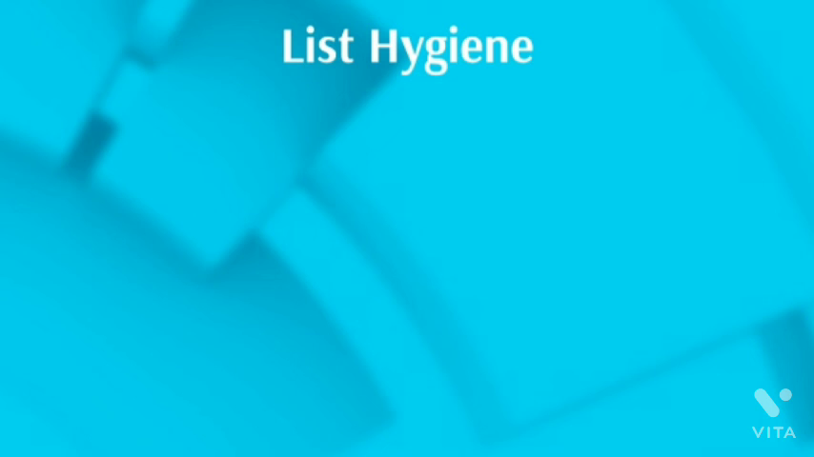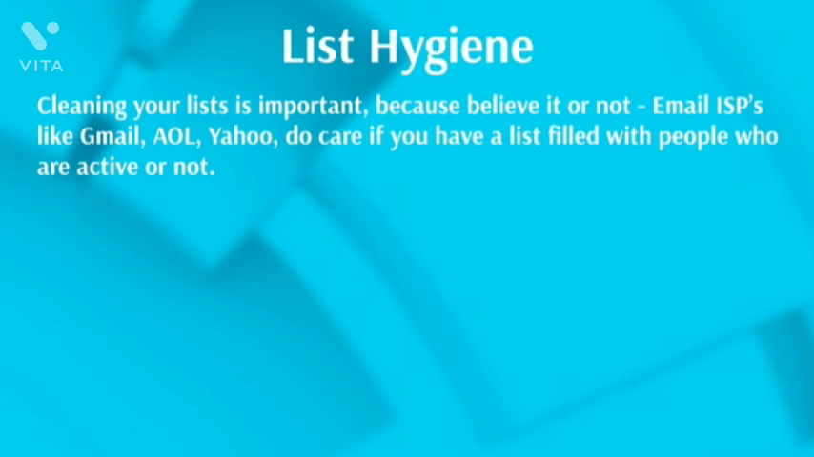Going back to what we talked about in single opt-in versus double opt-in: if you create a double opt-in list, you still need to do a little bit of cleaning, but not as much compared to a single opt-in list where you could be getting a bunch of fake emails. So clean your lists consistently and maintain that every single month, because email ISPs like Gmail, AOL, Yahoo, they do care if you have people on your list that are actually active or not. If they're not, that can be an issue.